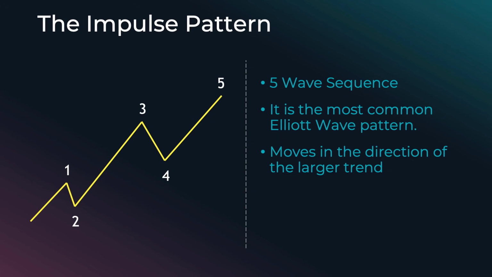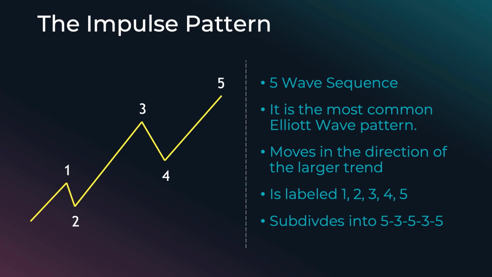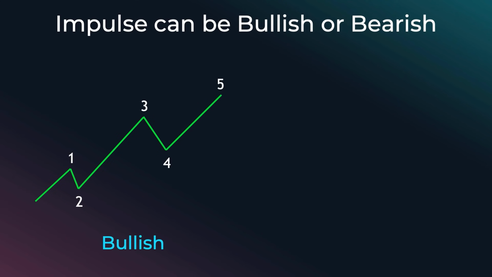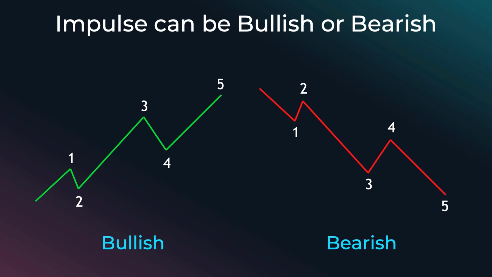The 5-wave impulse pattern moves in the direction of the larger trend and is labeled with the 1, 2, 3, 4, and 5, again what you're used to seeing. But those waves subdivide into 5, 3, 5, 3, and 5 waves as well. The impulse pattern can be bullish or bearish. Remember what we talked about on the previous slide. We're moving in the direction of a larger trend. So in the case of a bullish impulse pattern, we're moving to the upside. In the case of a bearish impulse pattern, we're simply moving to the downside, with the same rules and guidelines that apply to the 5 waves applying to both patterns, whether it be to the upside or the downside.